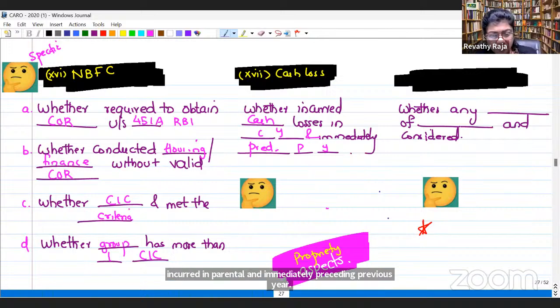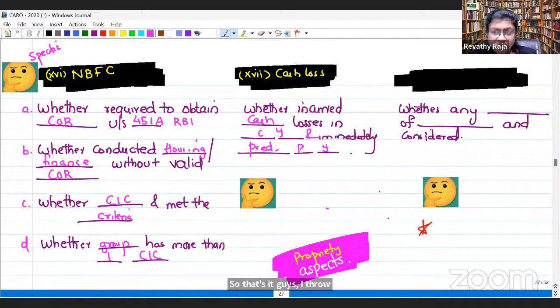So that's it, guys. If in these 2 years there is a cash loss, you'll report. Why is net loss not reported? Because from the P&L they'll directly understand. But cash loss, generally, users won't understand, even though the cash flow statement is there.